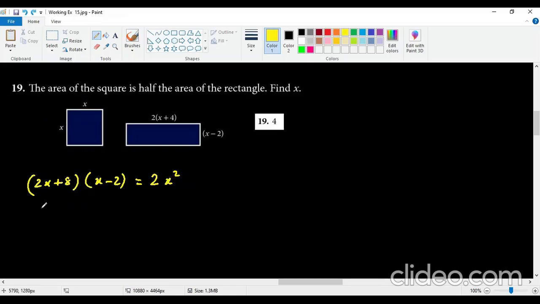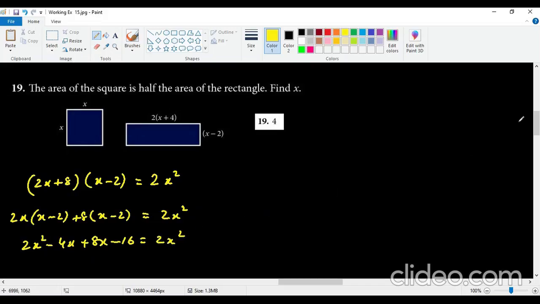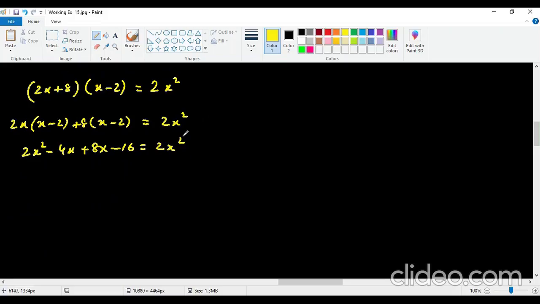So in here, x minus 2 is multiplied two different times, first with 2x, and then second by plus 8. So this is going to give us 2x square minus 4x plus 8x, and plus minus is a minus 16 equals 2x square. Now 2x square is going to be cancelled from both the sides. This is going to give us 4x minus 16 equals 0. That means 4x equals 16. That means x equals 16 over 4. That means the answer is 4.